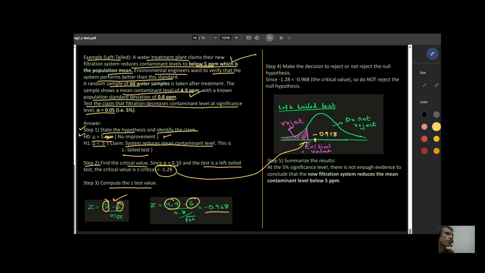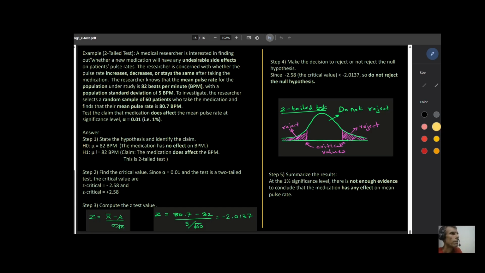Since minus 0.968 did not fall in this rejection region, it falls in this area, so we are not going to reject the null hypothesis. Now you summarize your result: at the 5% significance level, there is not enough evidence to conclude that the new filtration system reduces the mean contaminant level below 5 ppm. That is your conclusion.